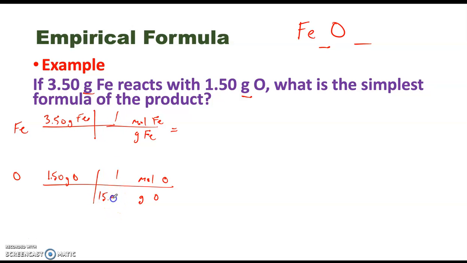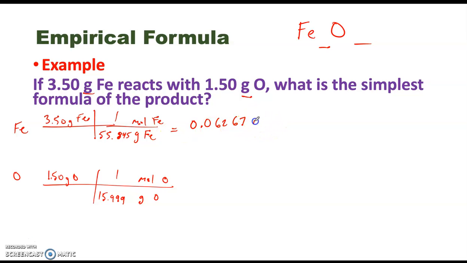There's 15.999 grams in 1 mole of oxygen. Then for iron, 55.845. Now I've got to do a little bit of math on my calculator because I don't have these pre-calculated for you. 3.5 divided by 55.845, and I get 0.06267. I'm just going to round quite a bit at this point.